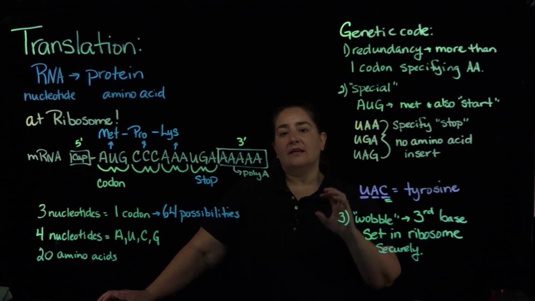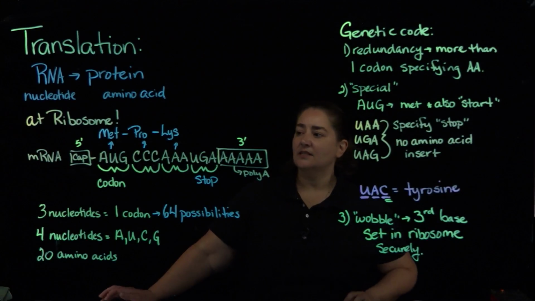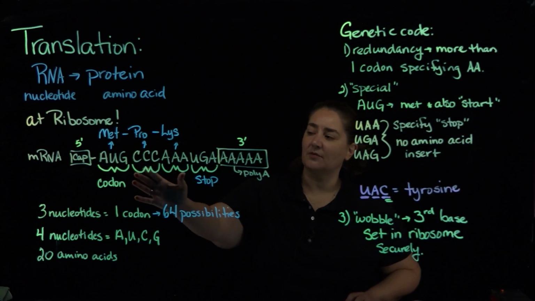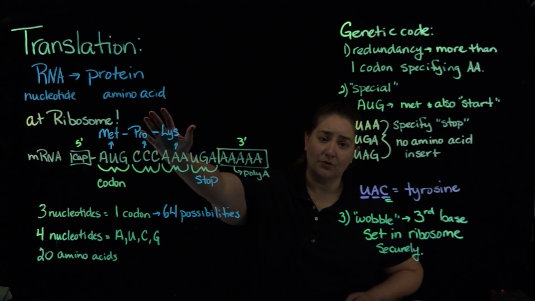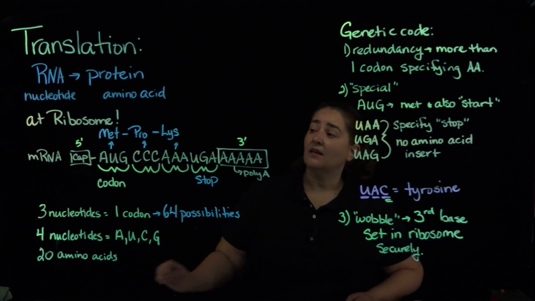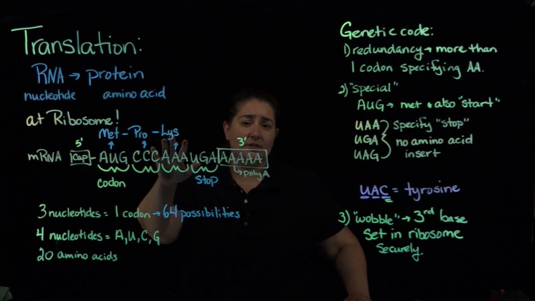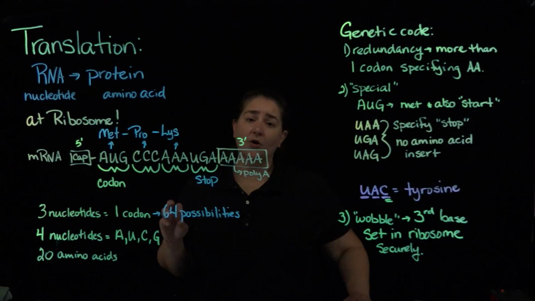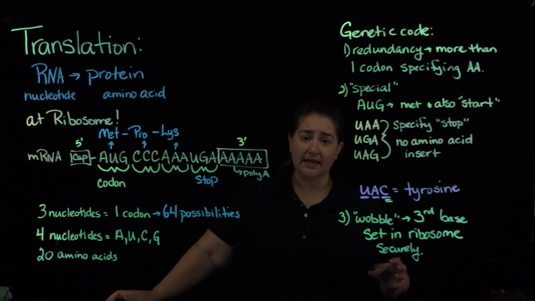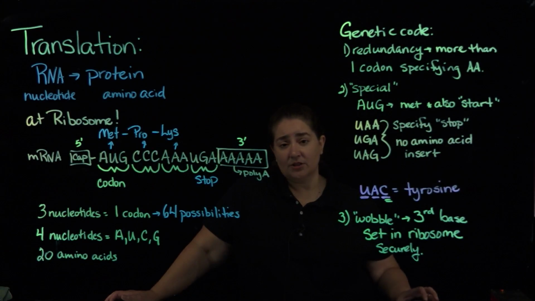Now in terms of tests and quizzes, like I said, what I want you to be able to do is take the information from the RNA and tell me what protein would be made, or what amino acids would be inserted to make the protein. I've got a homework assignment to let you practice that. If you have any questions, please let me know.